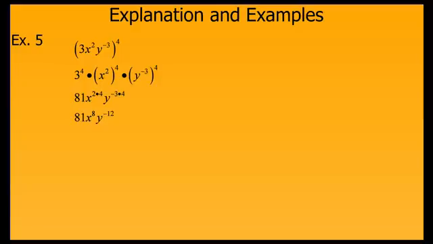So I get 81 x to the 8th, y to the negative 12th. But this is not considered simplified because it still has a negative exponent. But I know I can take the reciprocal and make it a positive exponent, which has the result of moving the y to the positive 12th to the denominator, but the 81 and the x to the 8th stay in the numerator.